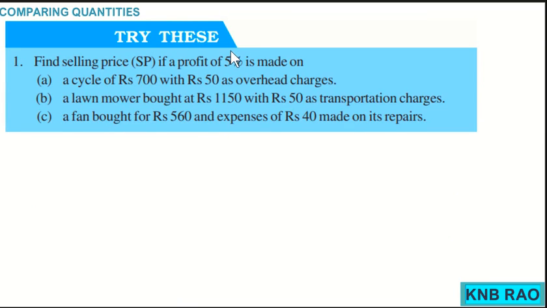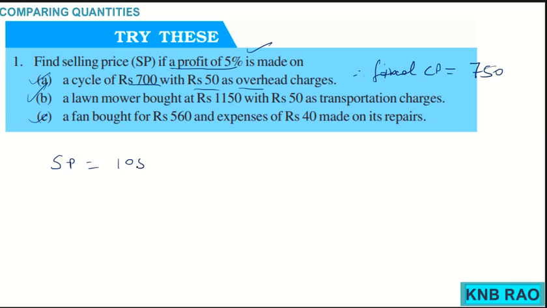See children, here I have got a Try This. Find the selling price if profit of 5% is made on. So here you got sub questions A, B, C. Here I would like to give you any two of these as homework for you. So in this, let me do the first one only. A cycle of rupees 700 with 50 rupees overhead charges. That means final CP is rupees 750.